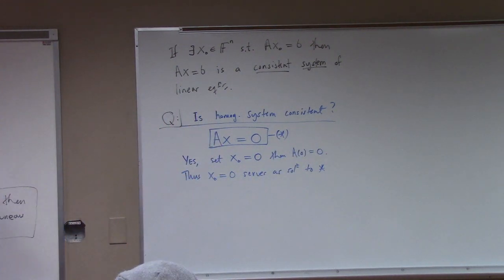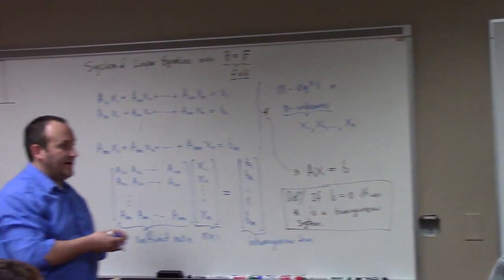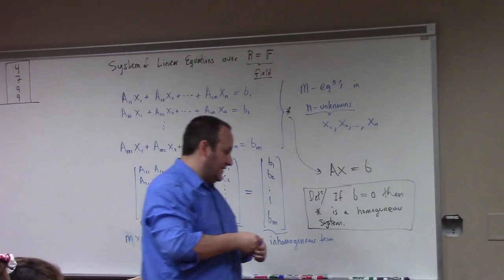So homogeneous systems are really nice in the sense that they're always consistent. You can always find a solution to a homogeneous system. An inhomogeneous system, on the other hand, who knows? You may or may not be able to find a solution to an inhomogeneous system. All right?